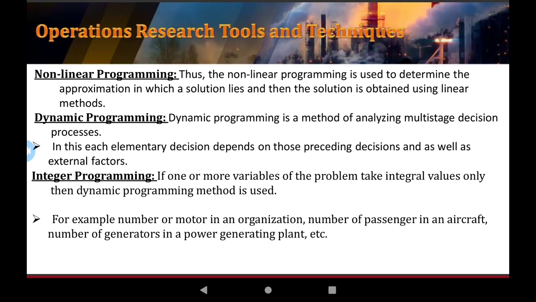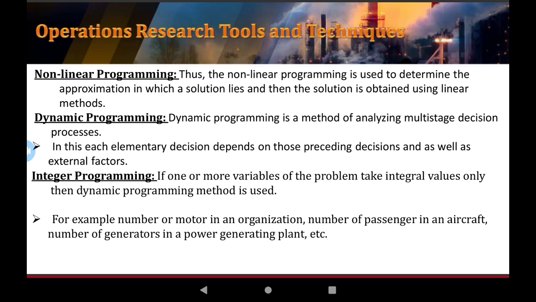Okay, dynamic programming is the most important topic and procedure provided for operation research. Dynamic programming is a method for analyzing a multi-stage decision process. It is provided for one or more decisions, a method for analyzing the multiple stages of problem solving decisions, and it provides multiple solutions.